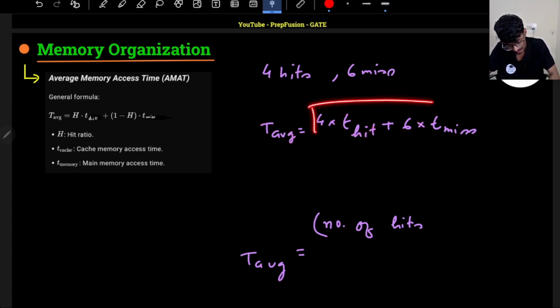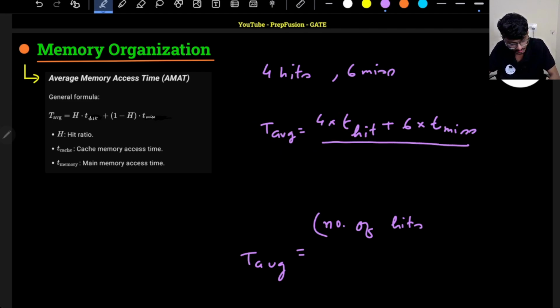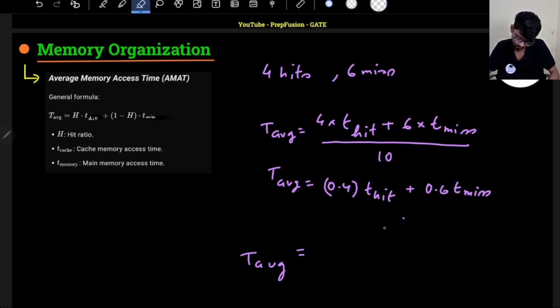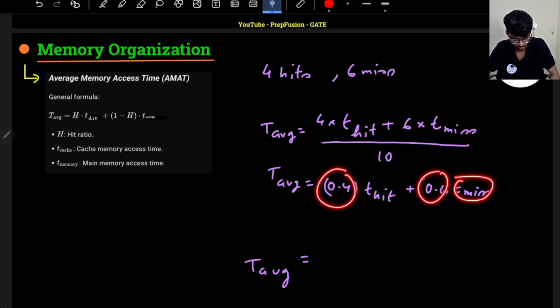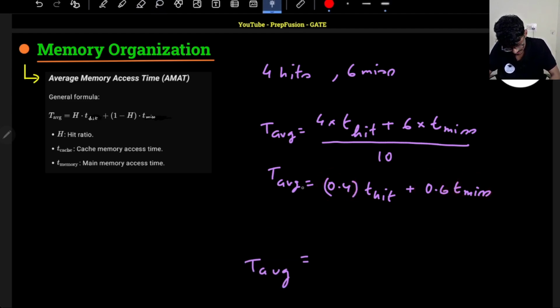This is the total time taken for 10 memory accesses, and we have to find the weighted average, so divided by 10, because I had done 10 memory accesses. So T average will be equal to 4 by 10, or 0.4, into T hit plus 0.6 into T miss. This is my T average.